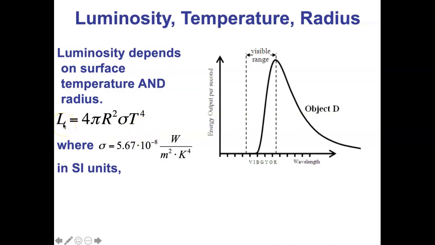We already know how to get the luminosity. You can figure out the luminosity from the absolute magnitude. Now we know how to get the temperature, because you use the peak wavelength. Use Wien's law to get the temperature, which means now we can actually figure out how big the star is.